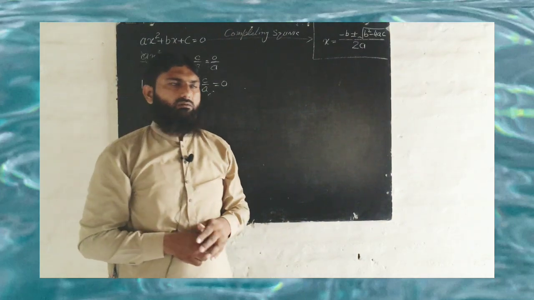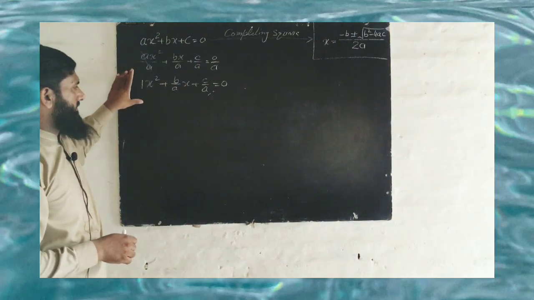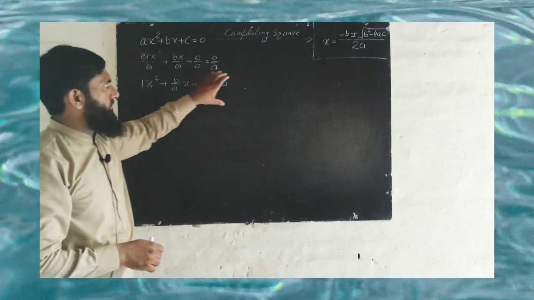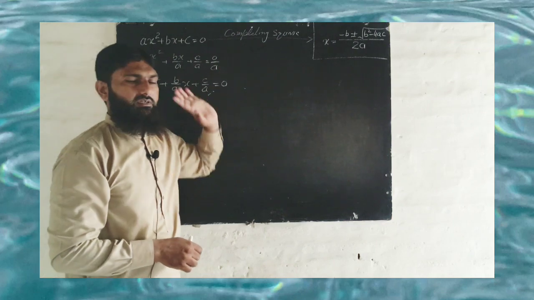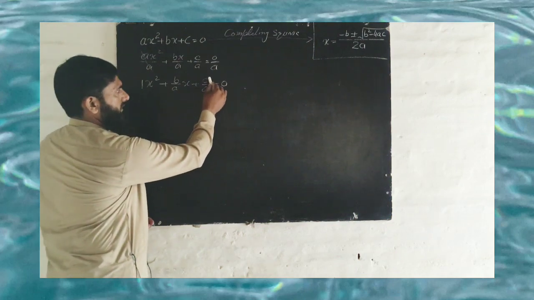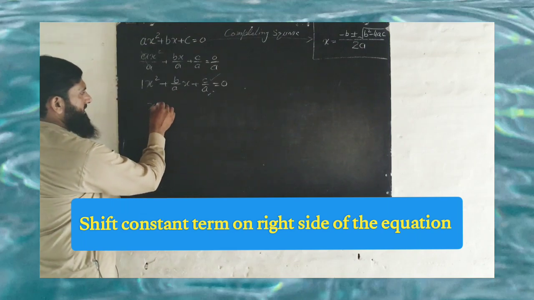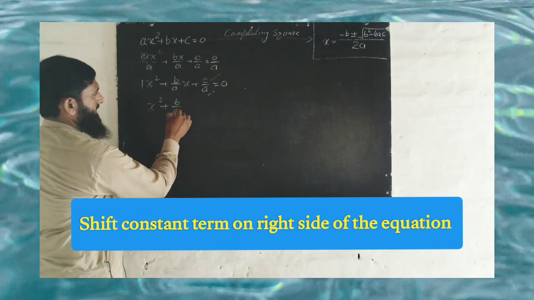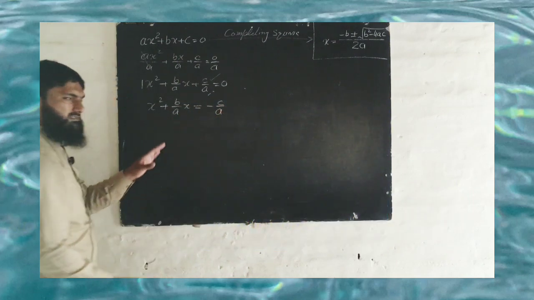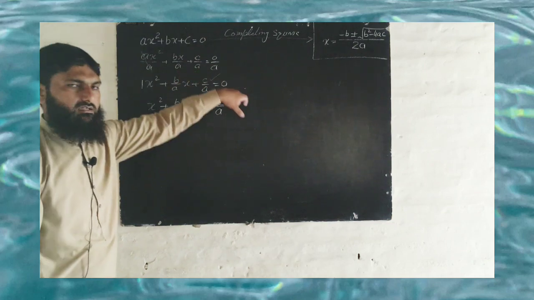It is the first step, that the coefficient of x square should be 1. If it is not, then you have to divide the whole equation by that coefficient, so that the coefficient of x square can be 1. Here we have solved the first step of completing the square. And the second step is that we have to shift the constant term to the right side of the equation, which means x square plus b over a x is equal to minus c over a.